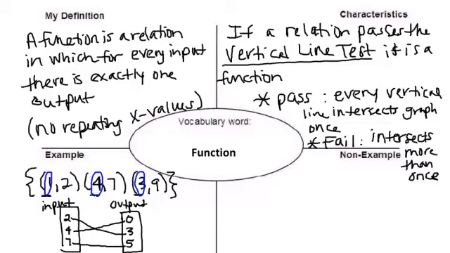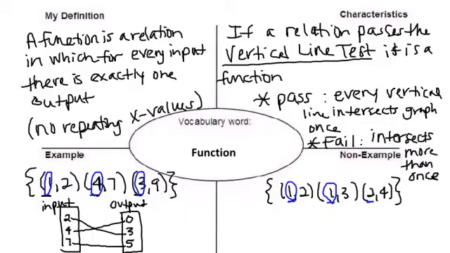Some non-examples, or examples that are not functions, would be (1, 2), (1, 3), and (2, 4). In this example, if we look again at the domain or the x values, we have 1, 1, and 2. So notice that we are repeating our 1, so therefore it's not a function.